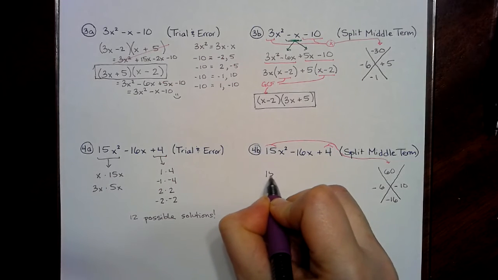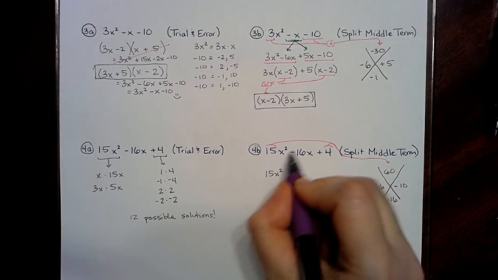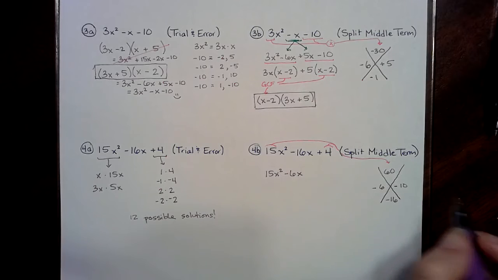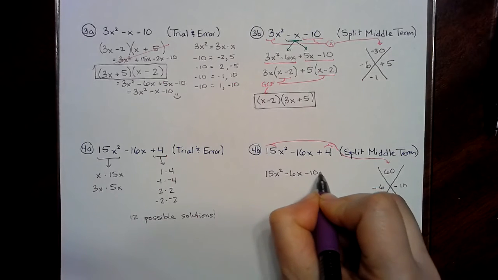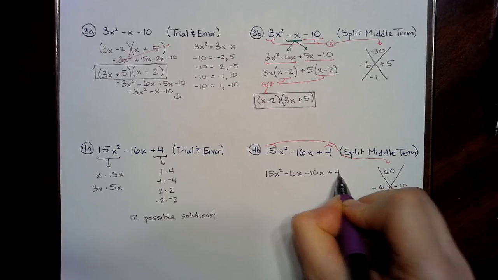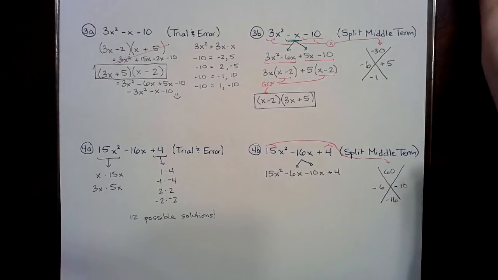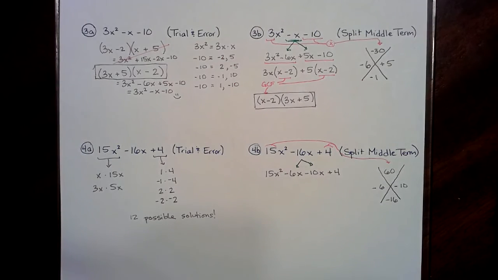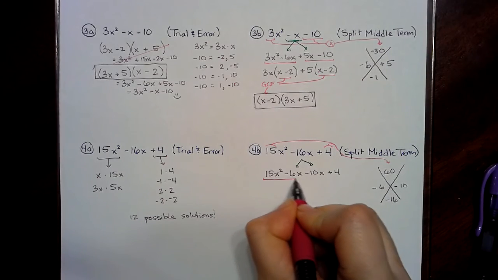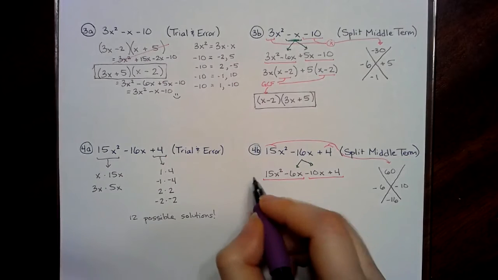So 15x squared stays exactly the way it is, but instead of minus 16x, I will have minus 6x and minus 10x, and I will copy the 4. So that 16 gets split in 2. Now I can look at each of these separately.